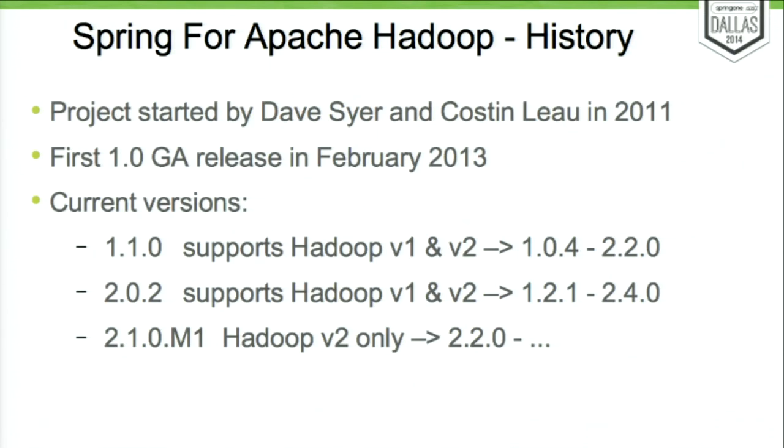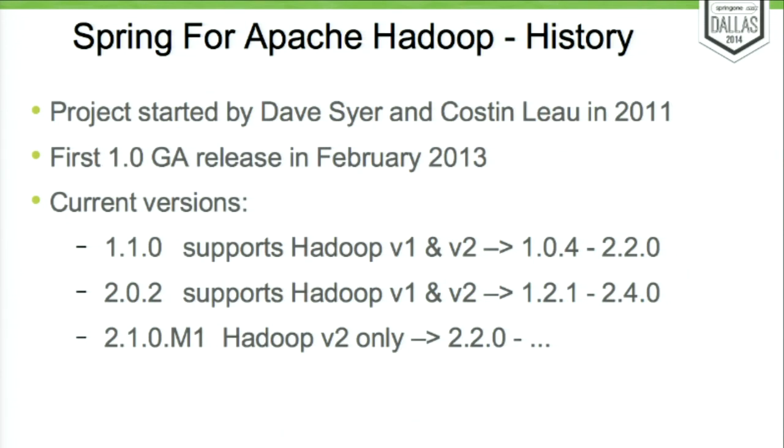Spring for Apache Hadoop was started by Dave Syer and Costin Leau back in 2011. The first 1.0 GA release was in February 2013. So it's a fairly young project, but it's moving along. The current version is 2.0.2. And the 1.x version that we now have is 1.1.0. And the 1 series supports Hadoop version 1 and 2, up to 2.2.0. So we don't plan on moving that further to the later Hadoop releases.